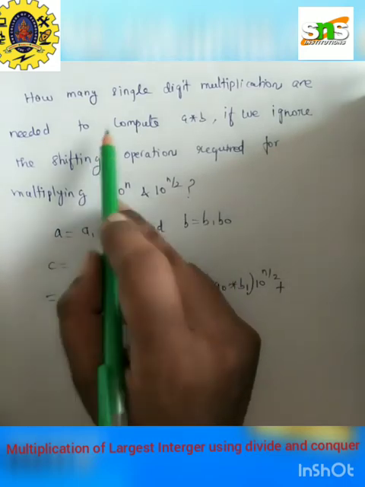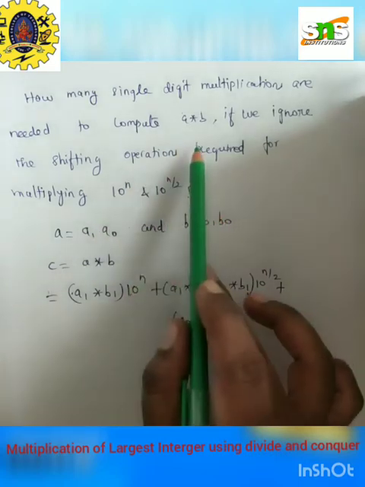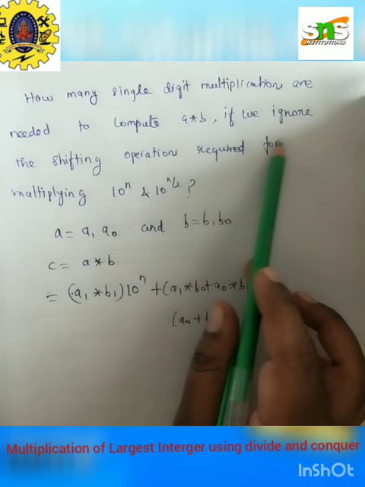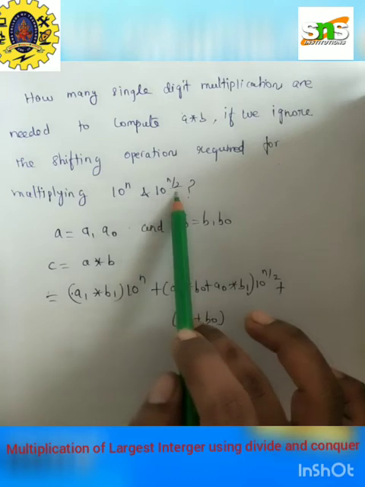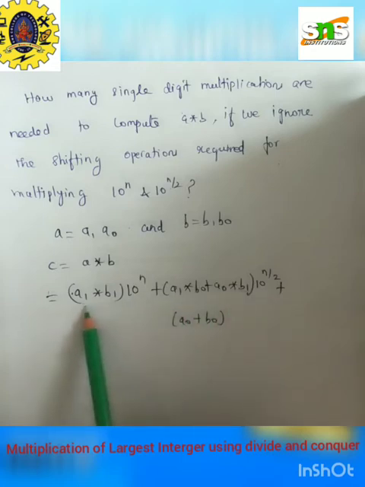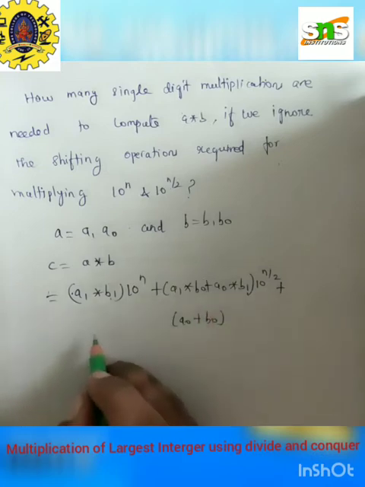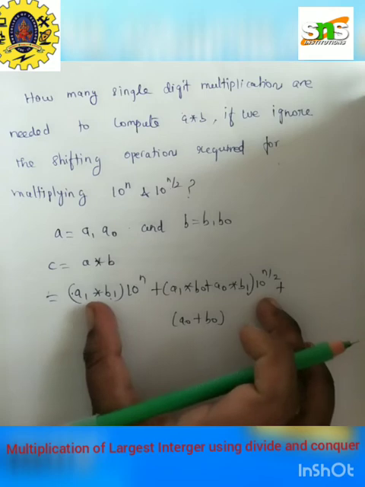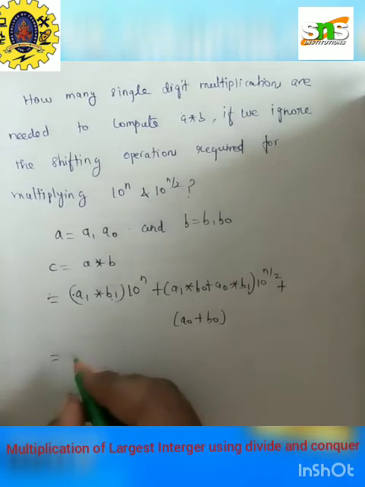So here, how many single digit multiplications are needed to compute a star b, if we ignore the shifting operations required for multiplying 10 power n and 10 power n by 2? Here this is nothing but 10 power n and 10 power n by 2. For this, how many single multiplications are needed? See here, this will be replaced with a single constant value. a1 star b1 is replaced with a single value, and these terms will be replaced with a single value. I already discussed how the formula is derived, so from this we can again simplify this equation.